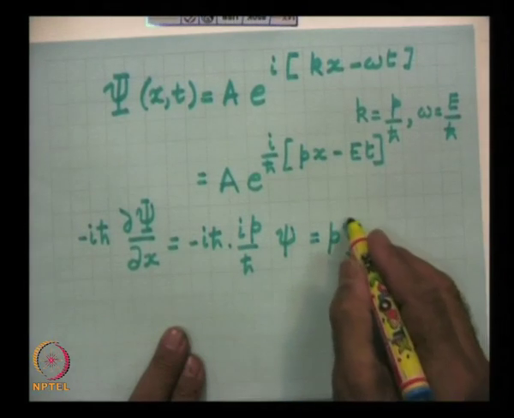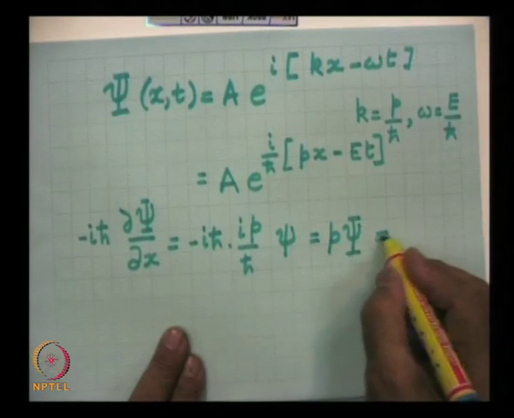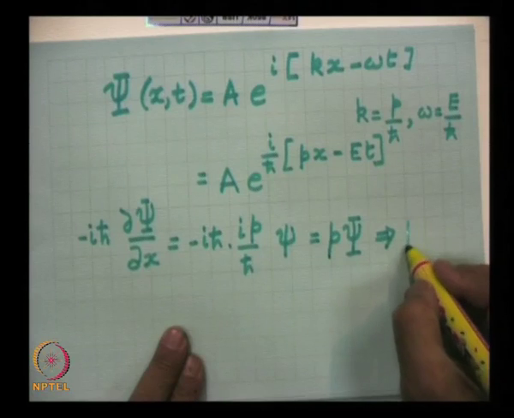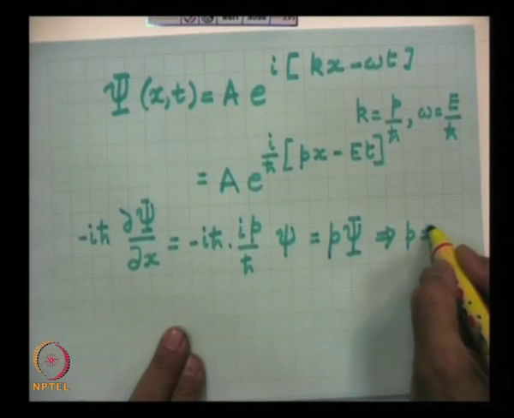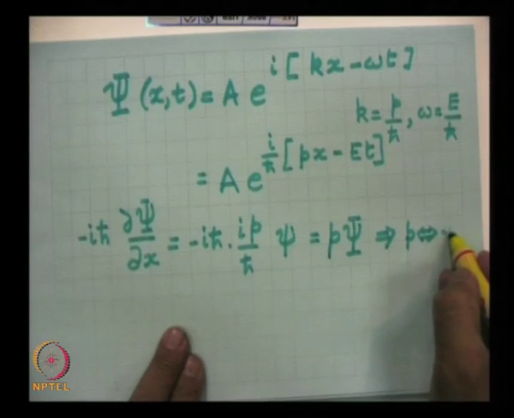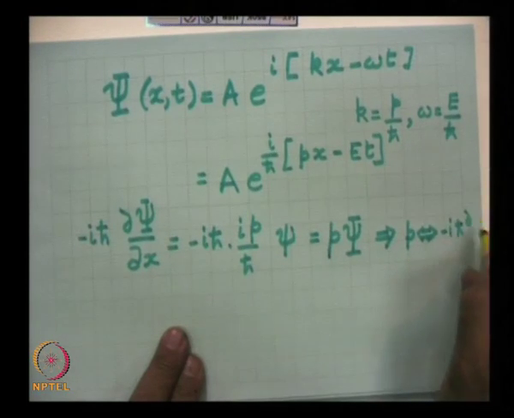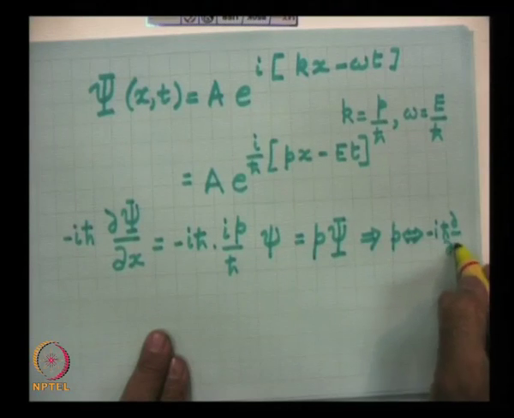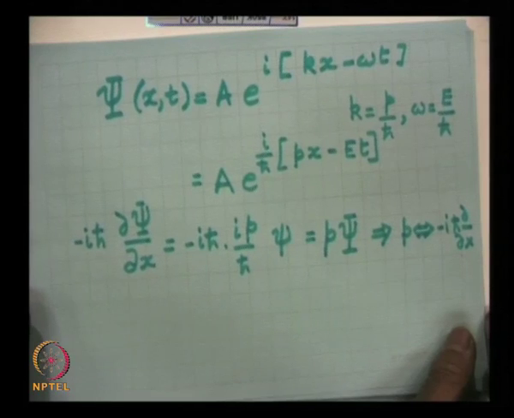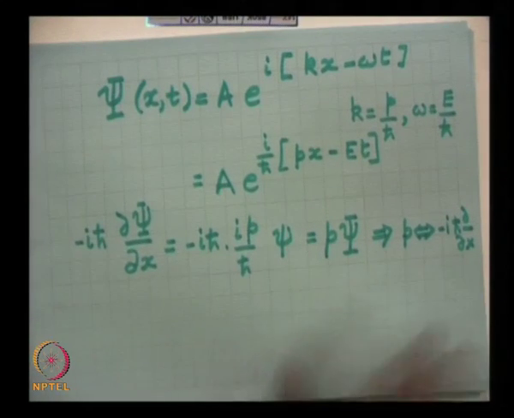In fact, this relation suggests a momentum operator for p, because p operating on ψ is the same as p is associated with minus i h cross ∂/∂x. This is not rigorous, but we will write this down there and we will discuss more a little later.